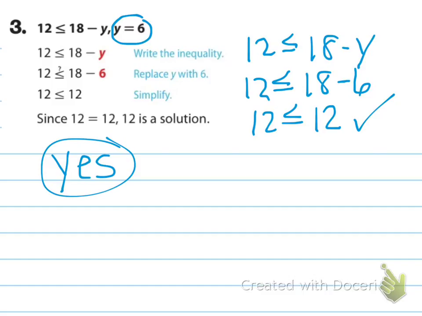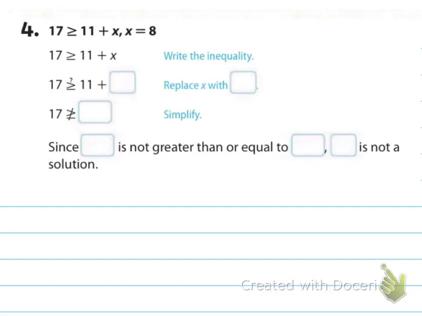And this is how we would show our work. So you're going to fill in for 4. 17 is greater than or equal to 11 plus x, where x equals 8. So we set up our equation. 17 is greater than or equal to 11 plus x. What are we going to put into our box right here? We're going to put our 8. So we're going to replace x with 8.